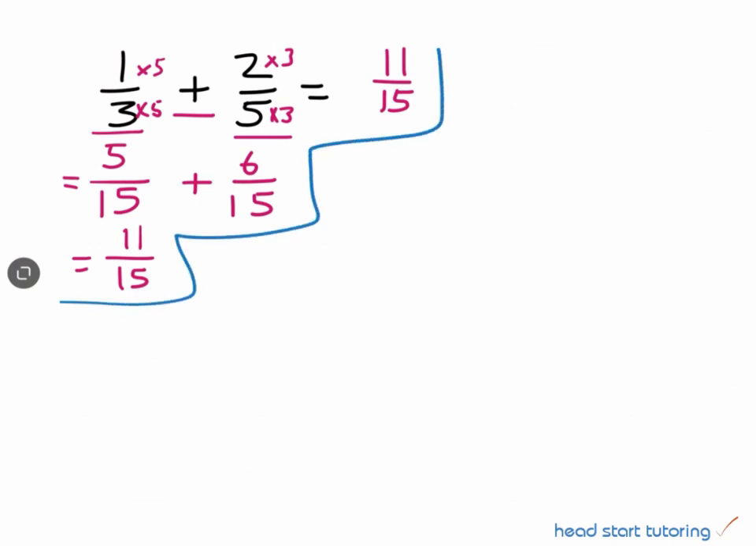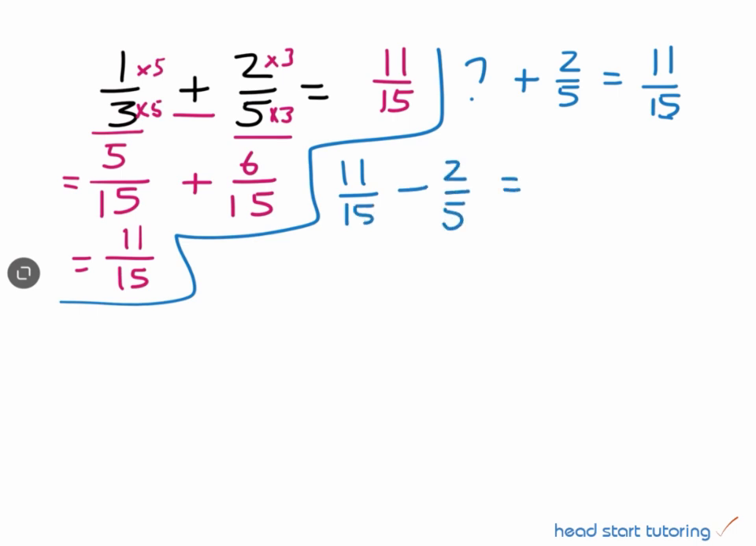If we now get a question saying, what number do we plus 2/5 to get an answer of 11 over 15? All we need to do is say 11 over 15 minus 2/5, and that should give us our question mark, which we know should be 1/3.